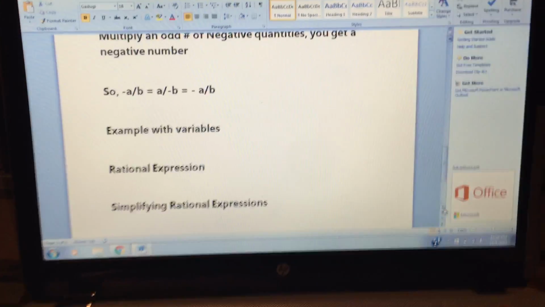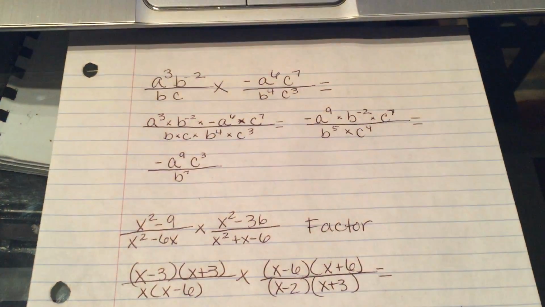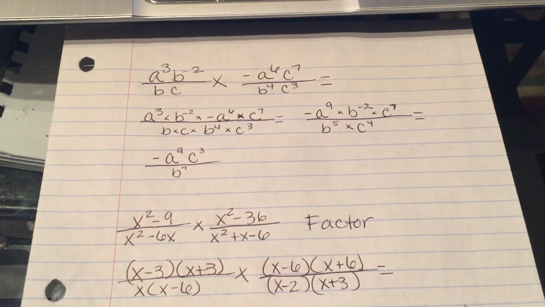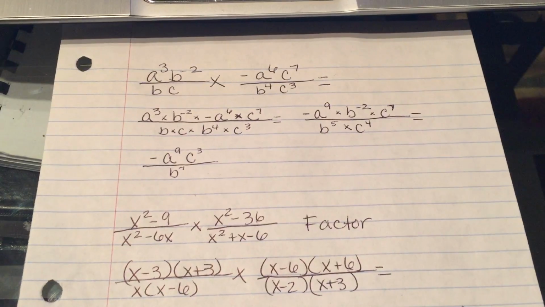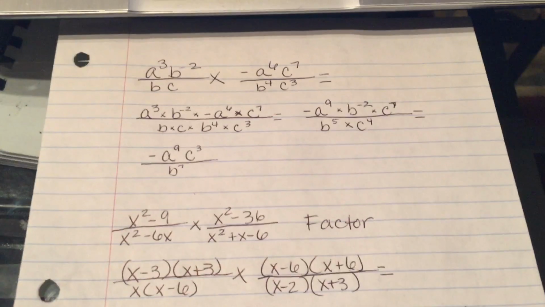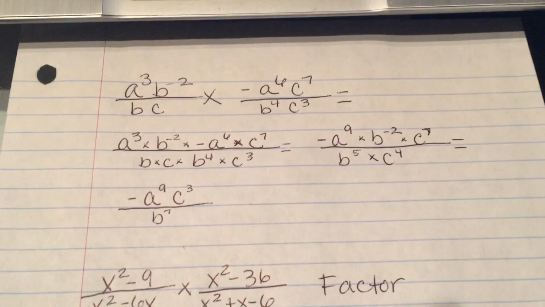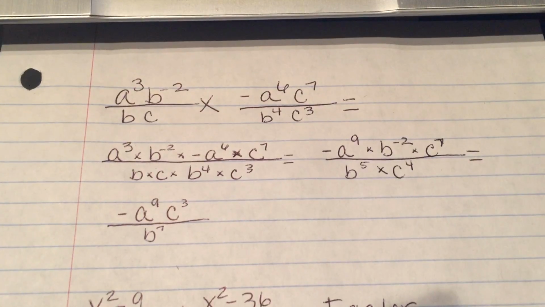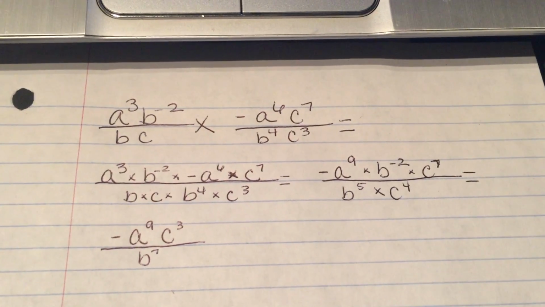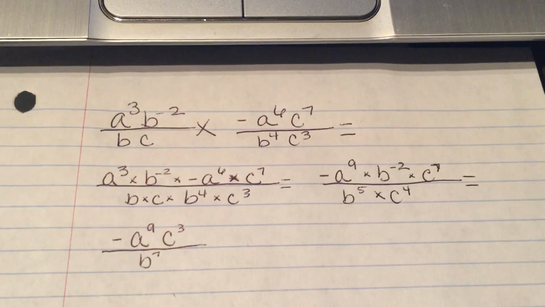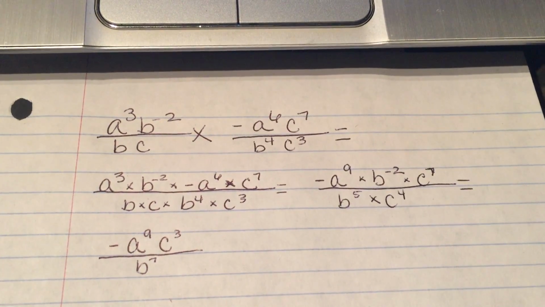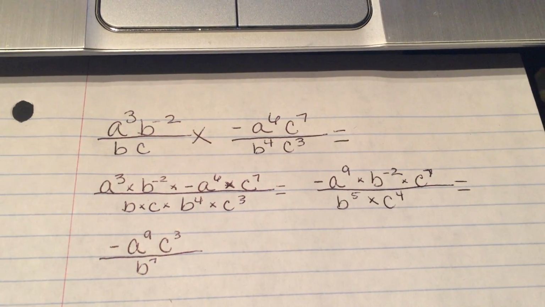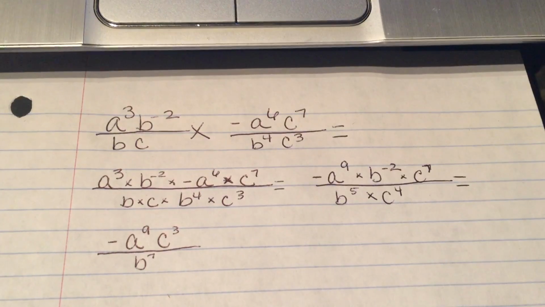Then I did a few examples. For examples with variables, I decided to use a to the third power times b to the negative second power, divided by b times c. I multiplied that by negative a to the sixth times c to the seventh over b to the fourth times c to the third. And then the second line, I wrote it all together. So a to the third times b to the negative second times negative a to the sixth times c to the seventh, all over b times c times b to the fourth times c to the third.